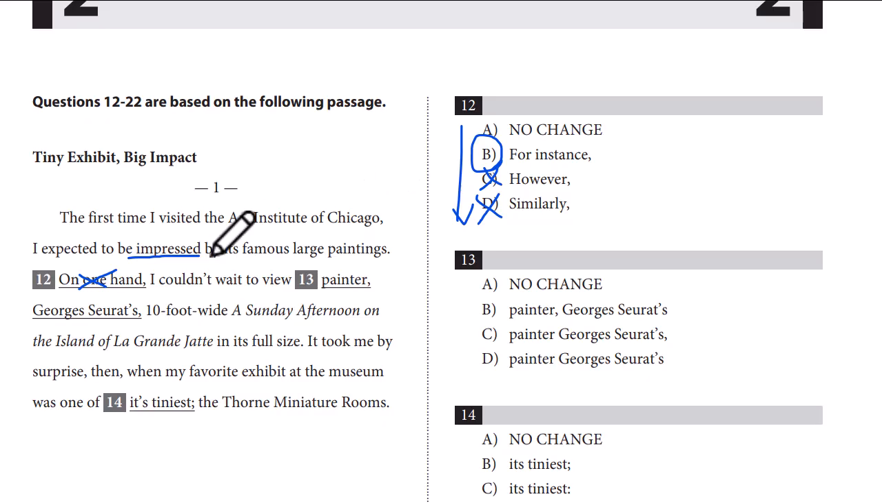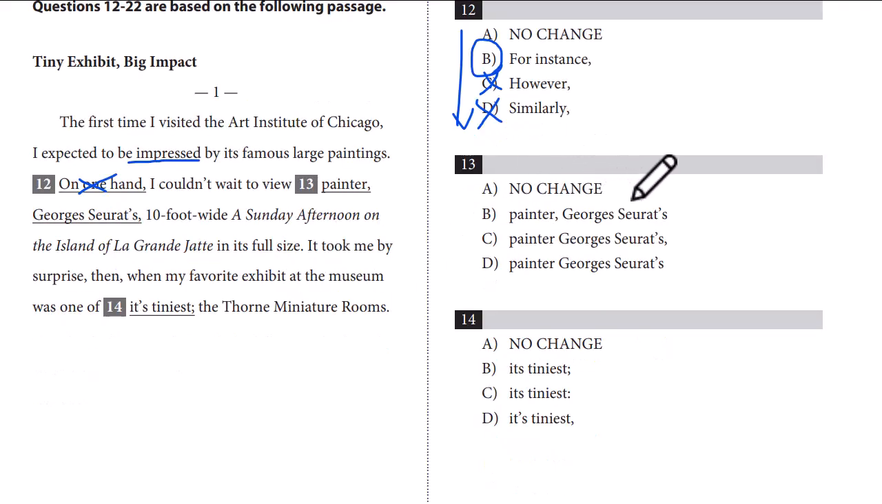So I waited to see these big paintings, and here's one of the big paintings. For instance, this 10-foot wide Sunday afternoon painting. Correct answer for 12 is B. 13, the painter, George Seurat's painter.